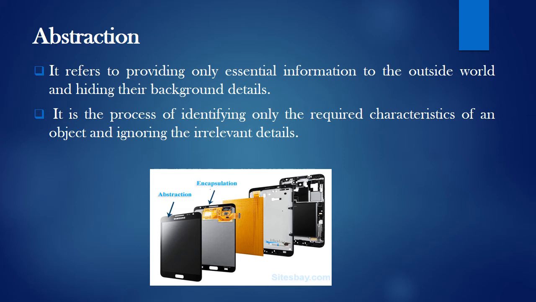Next topic is abstraction. Abstraction refers to providing only essential information to the outside world and hiding their background details. It is the process of identifying only the required characteristics of an object and ignoring the irrelevant details.